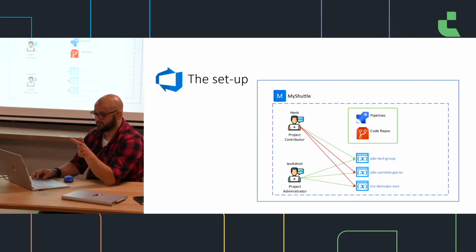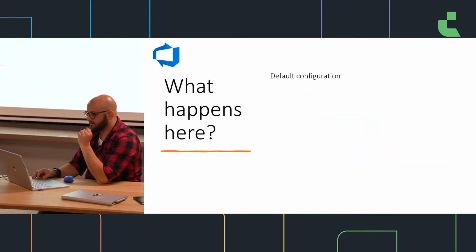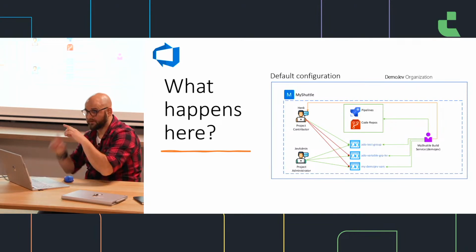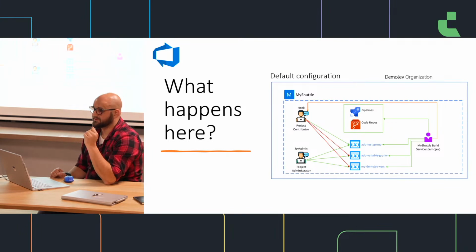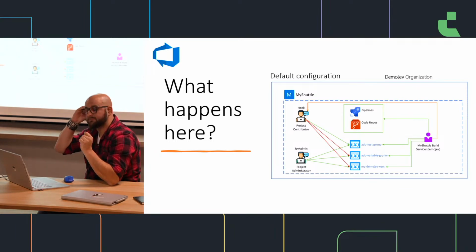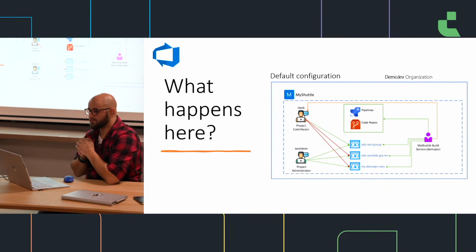So this was our setup, right? We couldn't access it, yet we did. So what's happening? Well, the default configuration for an Azure DevOps project is as follows. There's a build service, like I mentioned earlier, and it runs either on a project level, where you see the name My Shuttle Build Service and between brackets the name of the organization, or you have an organization level build service, which is called the same thing but with the demo name.